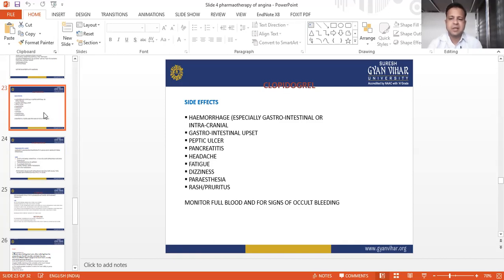Clopidogrel side effects: hemorrhage, especially gastrointestinal or intracranial, gastrointestinal upset, peptic ulcer, pancreatitis, headache, fatigue, dizziness, paresthesia, rash or pruritus. Monitor full blood count and for signs of occult bleeding.